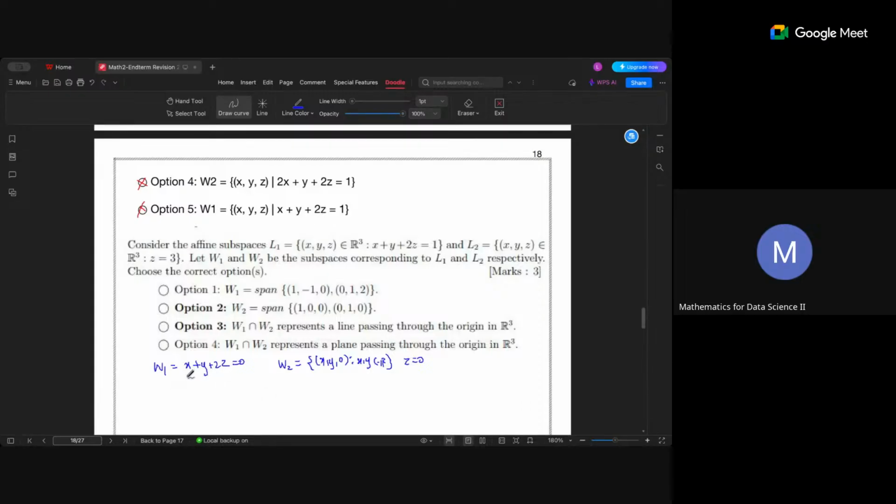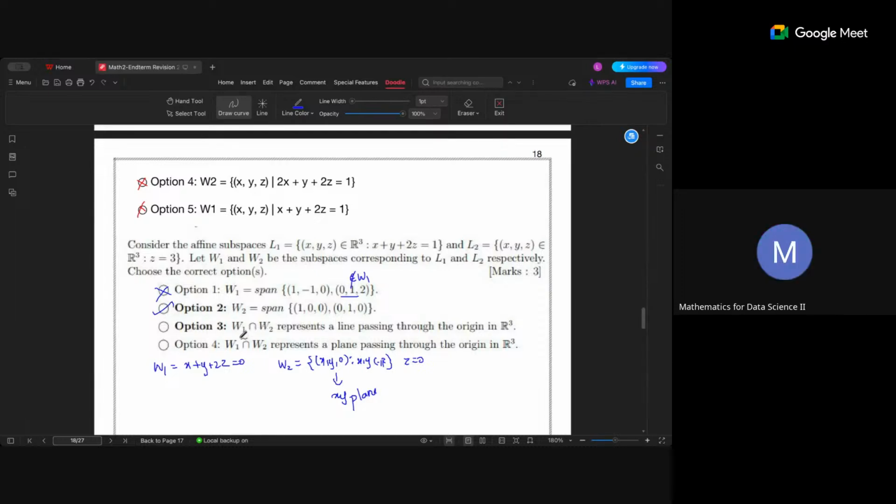Now, what is the basis for W1? How can we find it? So x equal to y minus 2z. First of all, let's see whether this statement is true. We have to check whether these two are in W1. The first one, 1 comma minus 1 comma 0, is of course an element here. What about 0 comma 1 comma 2? No, ma'am, it's not there. This does not belong to W1, so this option is incorrect. What about this? This is the XY plane, which means this is correct, right? Option 2, yeah, correct.